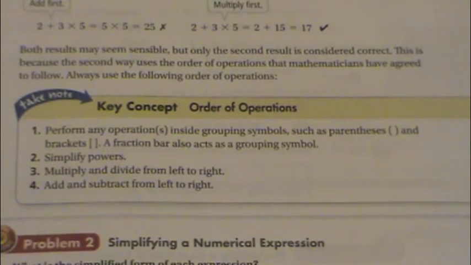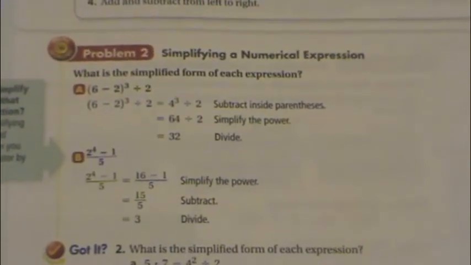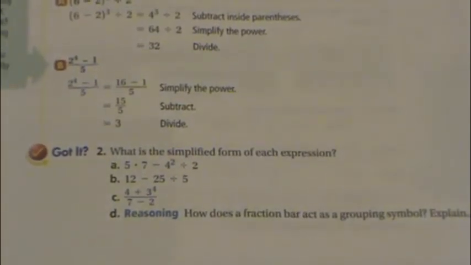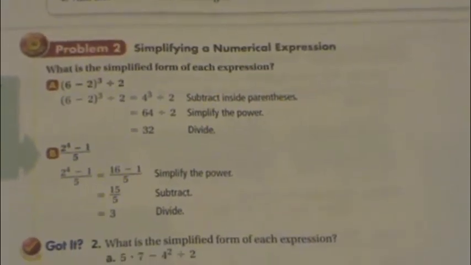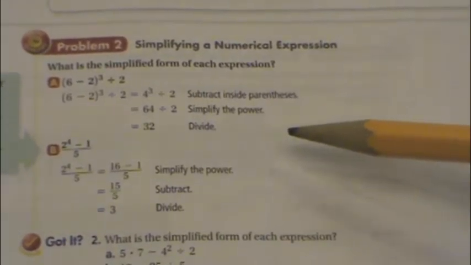What I'd like you to do now is take a look at Got It. Now we're on the bottom of page 11. Question number 2. What is the simplified form of each expression? And these are just chances for you to practice correct order of operations a little bit. If you want a little more review, right above it, simplifying a numerical expression, you can look it over. It shows what I just talked about again. Okay? I'll wait.